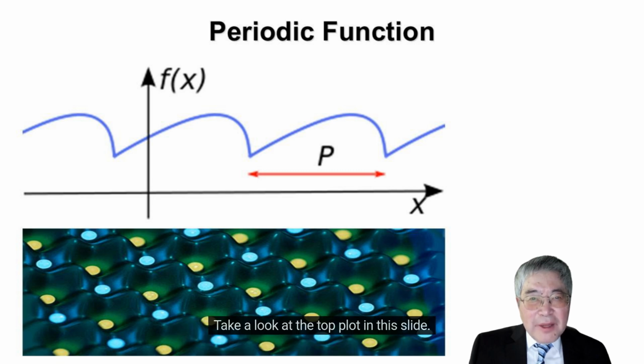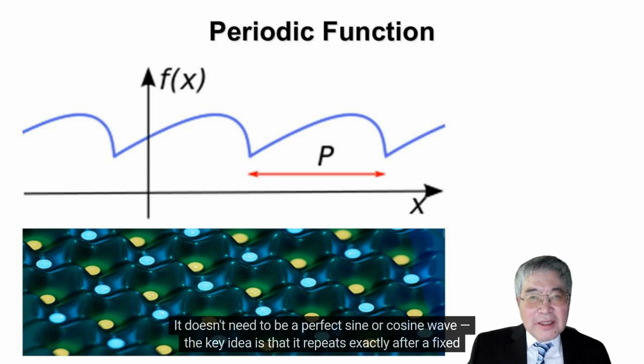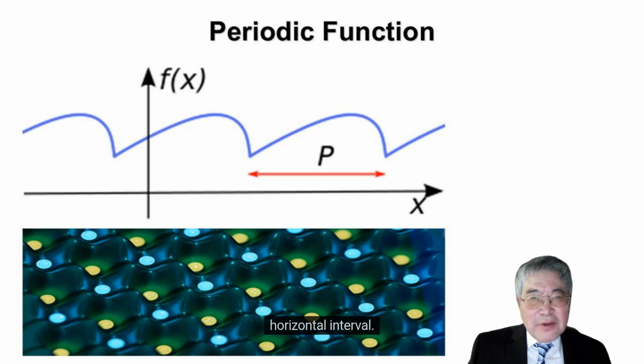Take a look at the top plot in this slide. It shows a one-dimensional example of a periodic function. It doesn't need to be a perfect sine or cosine wave. The key idea is that it repeats exactly after a fixed horizontal interval. In this case, that interval is P units.